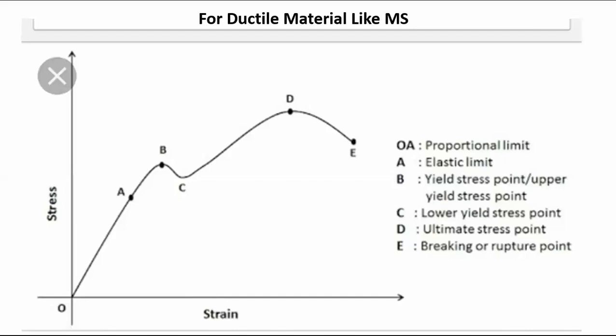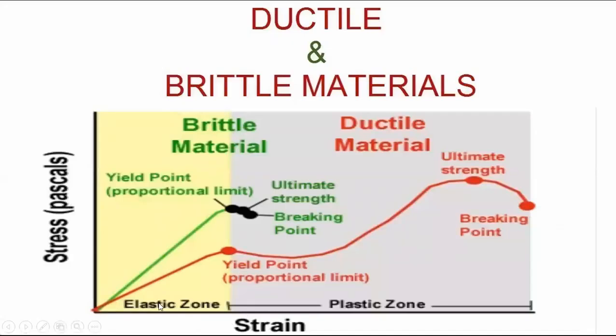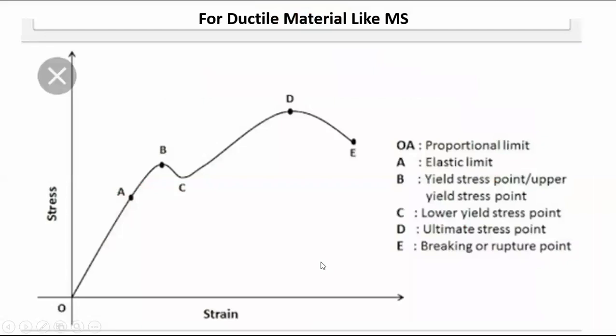Okay, let us look at here first. This is the plastic, this zone is elastic zone and this is plastic zone. Here I can also explain. Here are the few points given, but not all. Point C we have discussed, it is the lower end yield stress point. Then point D is the ultimate stress point. And finally the point E is breaking or rupture point.